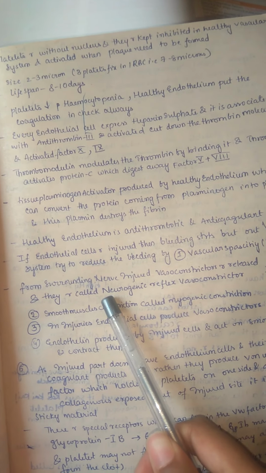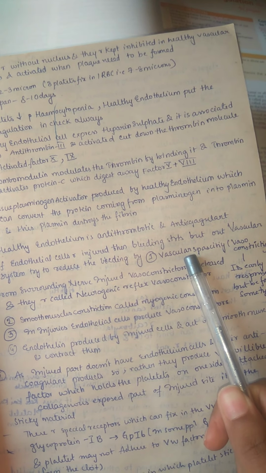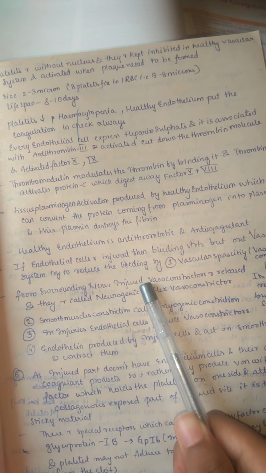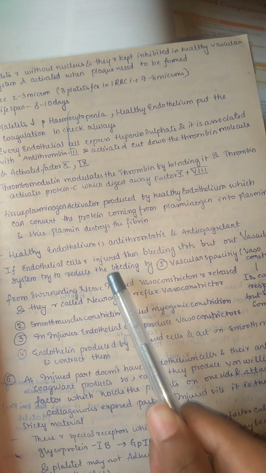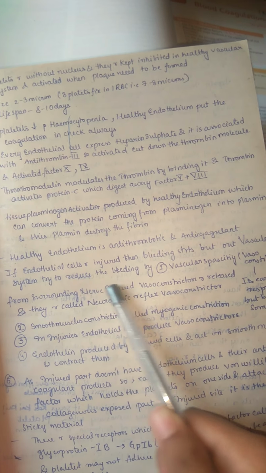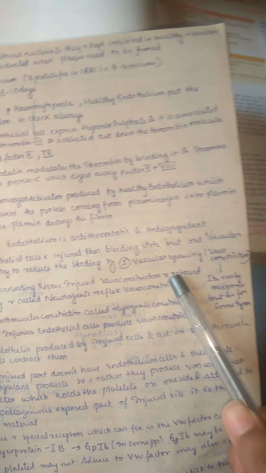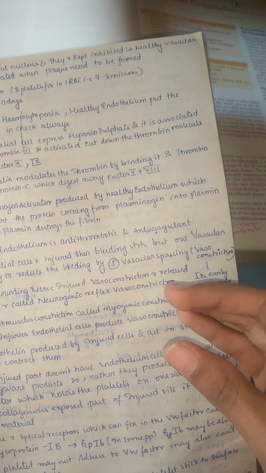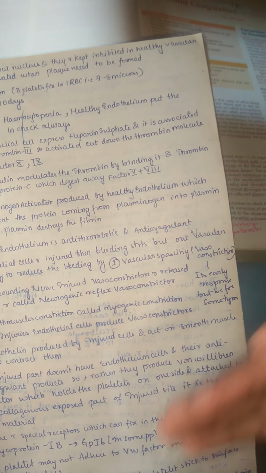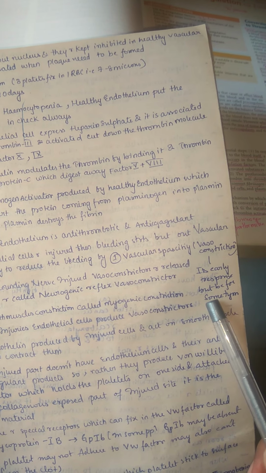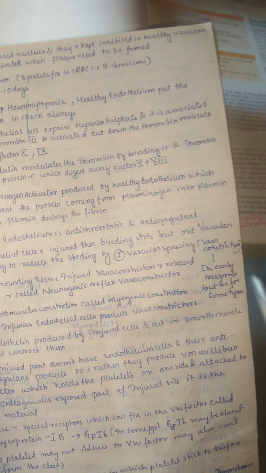If the endothelial cells are injured, then bleeding starts, but our vascular system tries to reduce the bleeding, mainly by vascular spasm, also called vascular constriction. Whenever the blood vessels are constricted, the blood flow is decreased so that we can decrease the loss of blood from the body. It is an early response, but only for some time.